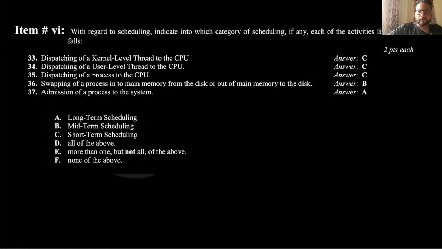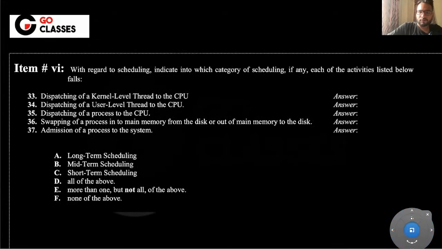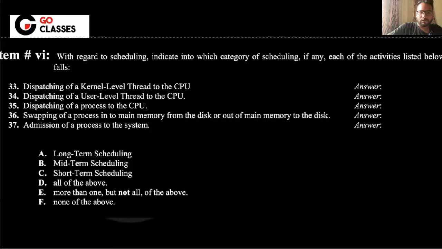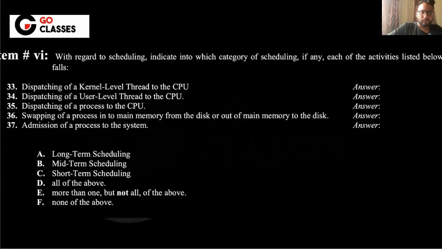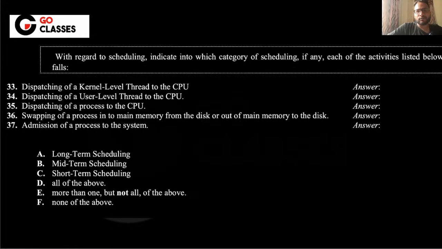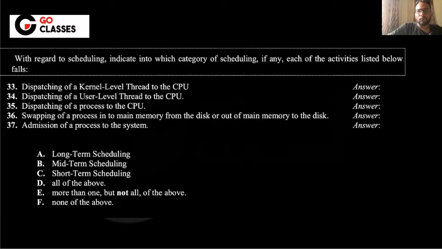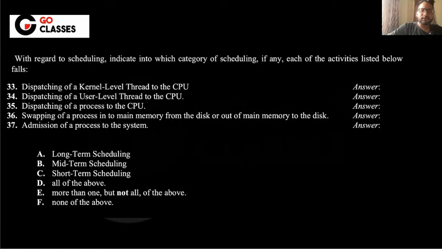Okay, let's move further. Now let's see what they are asking. I hope my screen is visible to everyone. Let me just pull it a little down. Okay, so what they are asking is this: with regard to scheduling, indicate into which category of scheduling, if any, each of the activities listed below falls. Dispatching means scheduling a kernel level thread to the CPU. Who does this? Kernel level thread to the CPU. What do you think?